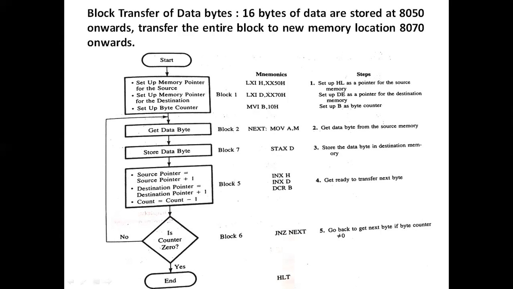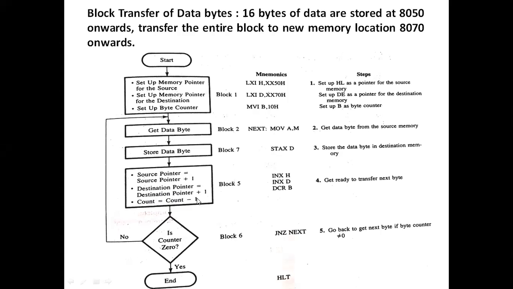The counter shows how many data bytes are available. Then what we are going to do, we will first read the data byte from the source, and once we are able to read it, we will store that data byte at the destination. After that, we are going to increment the source pointer by 1, as well as the destination pointer by 1. And once one data byte has been transferred, we are going to reduce the count by 1.